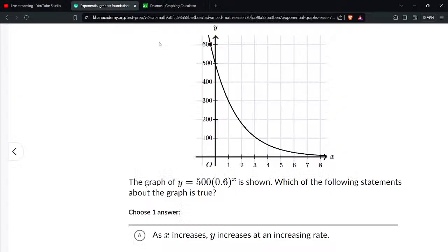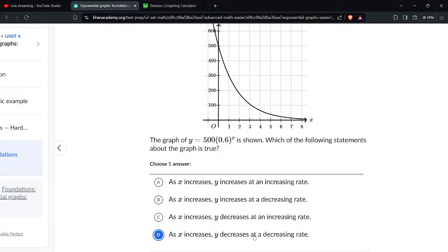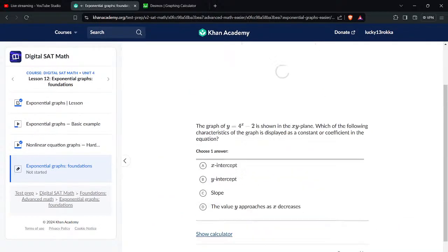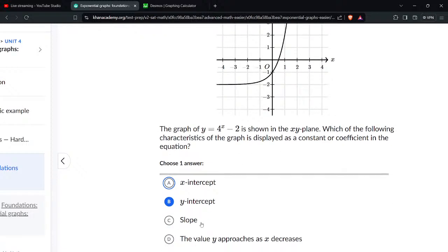The graph of y is the following. As x increases, that's wrong. As x increases, y decreases at a decreasing rate, right? So is the slope decreasing? So the correct answer, D is the answer. So for the graph of this, the y-intercept should be -1. There you go. The y-intercept is in the equation. We do not have the y-intercept.